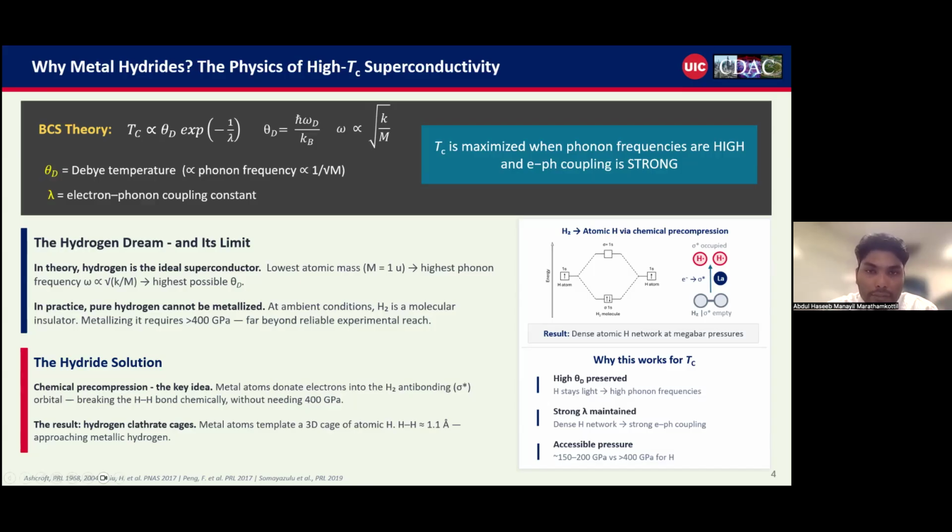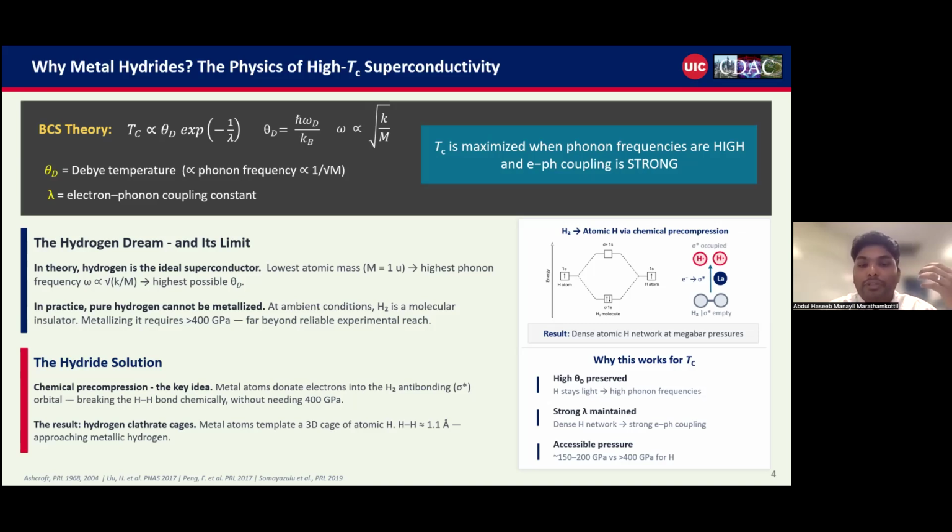The dissociated hydrogen doesn't just sit randomly. It self-organizes into extended three-dimensional networks, clathrate cage structures. In LaH10, 32 hydrogen atoms form a cage around each lanthanum atom. The hydrogen distances inside these cages are approximately 1.1 angstrom, remarkably close to what is predicted for atomic metallic hydrogen. The consequence for superconductivity is direct.